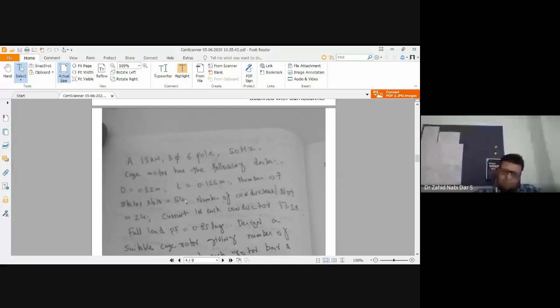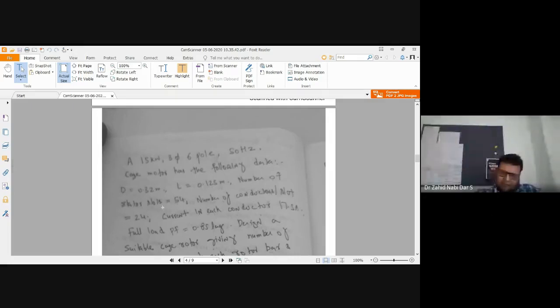So the total number of conductors is 6 Ts. 6 Ts is equal to the number of stator slots, 54, and conductors per slot. So the number of conductors would be equal to this slot into this. So this cancels, this and this cancels.